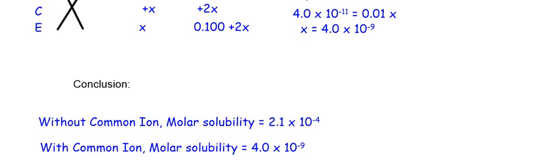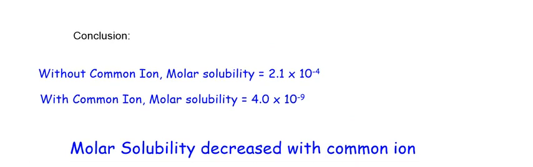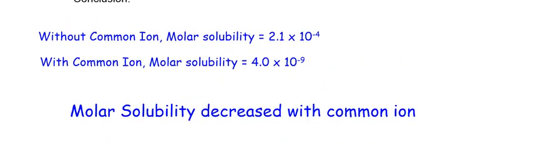So what's my conclusion? All right, without the common ion, the molar solubility was 2.1 times 10 to the negative 4. With the common ion, the molar solubility is 4.0 times 10 to the negative 9. So what just happened? The molar solubility decreased with the common ion. All right, go back and look at this problem again if you need to digest what I just said. All right. This is in total compliance with Le Chatelier, all right? So we mathematically proved Le Chatelier saying it's going to shift to the left, so x is going to go down, okay? Let's go to the next page.